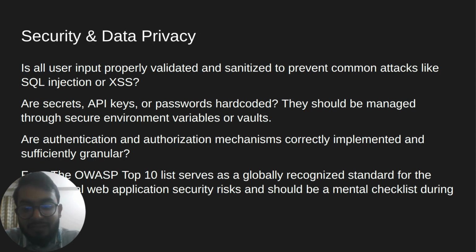Sometimes we console log secrets or API keys for development purposes and mistakenly push the changes and raise the PR. So as a reviewer, you need to look into those. They should also be managed through secure environment variables or vaults. You also need to think about whether authentication and authorization mechanisms are correctly implemented and sufficiently granular. So that's also something you need to think about.